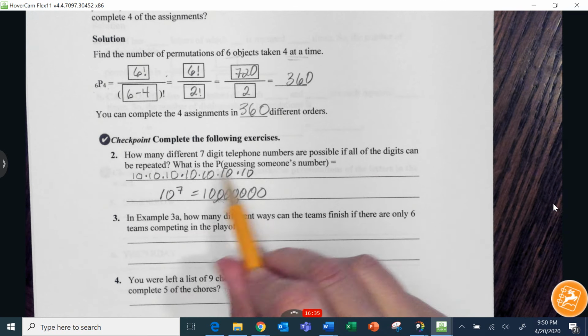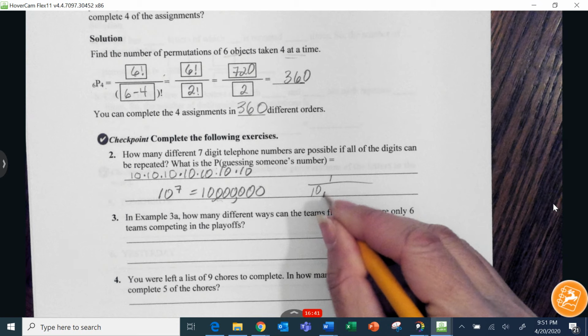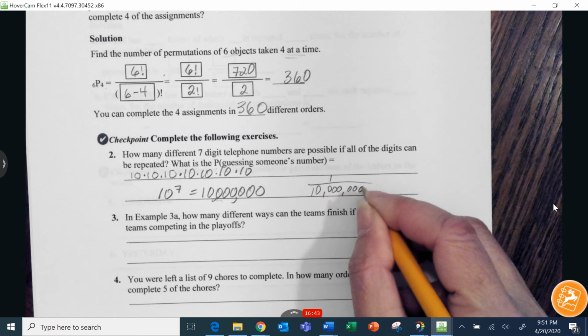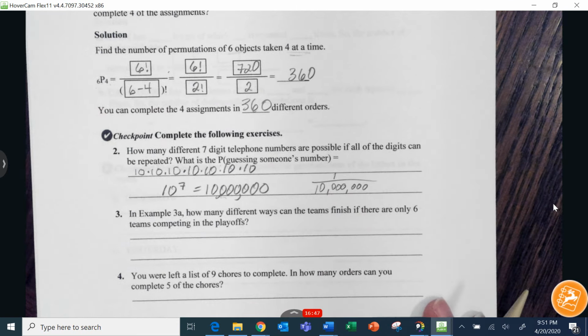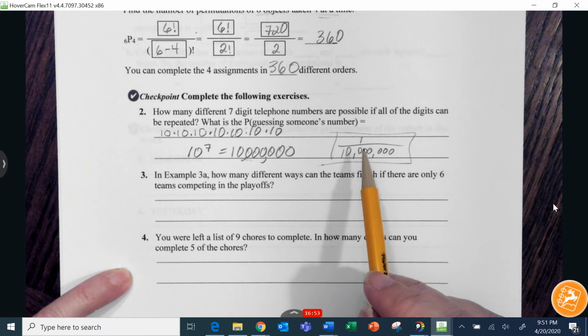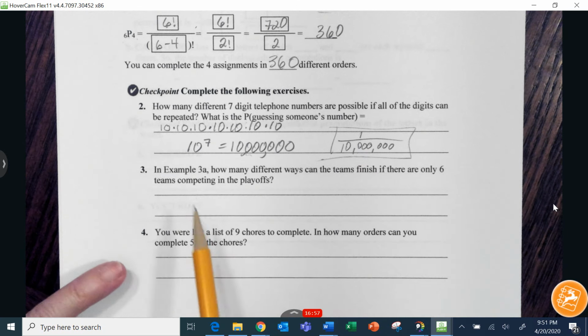And then what's the probability of randomly guessing somebody's phone number? Well, it's going to be 1 out of 10 million. Of course, if we add area codes, that's going to be even crazier to try to guess somebody's phone number. Today we're not really doing probability, but I did want to connect what we're doing to probability a little bit. This will be added to probability eventually.